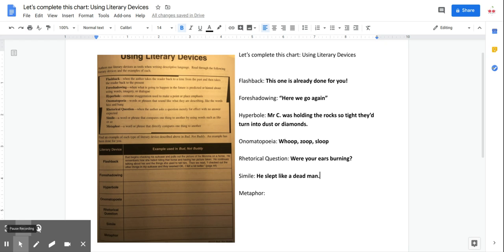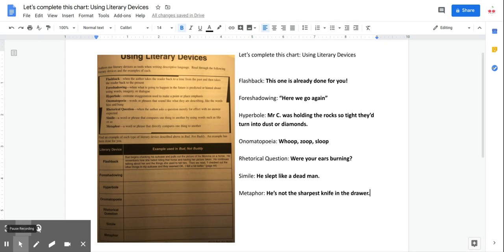And the final literary device that we're going to talk about here is metaphor. A metaphor is a word or a phrase that directly compares one thing to another. So it usually does not have the word like or as. That would be a simile. There were many metaphors. The one I'm thinking of most recently in the book is the one where Mr. Calloway compares Bud to, and he says, he's not the sharpest knife in the drawer. Of course, Bud is not a knife, but a metaphor is when he's being compared to a knife, right?